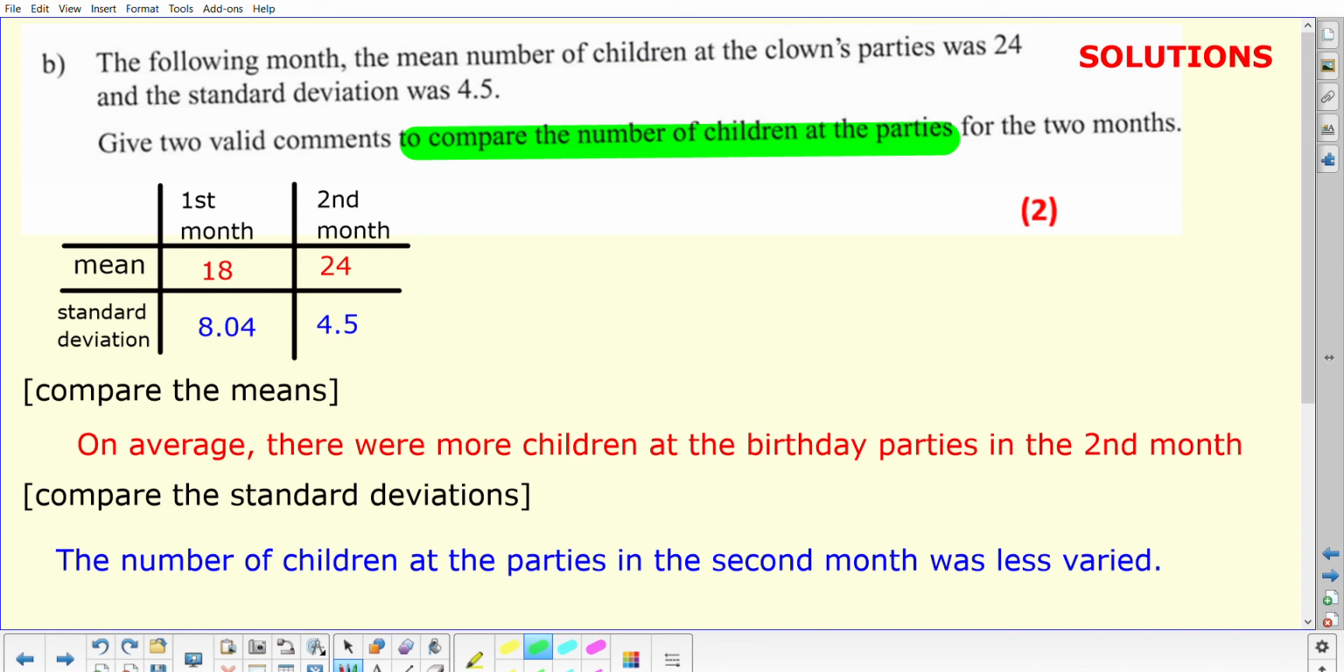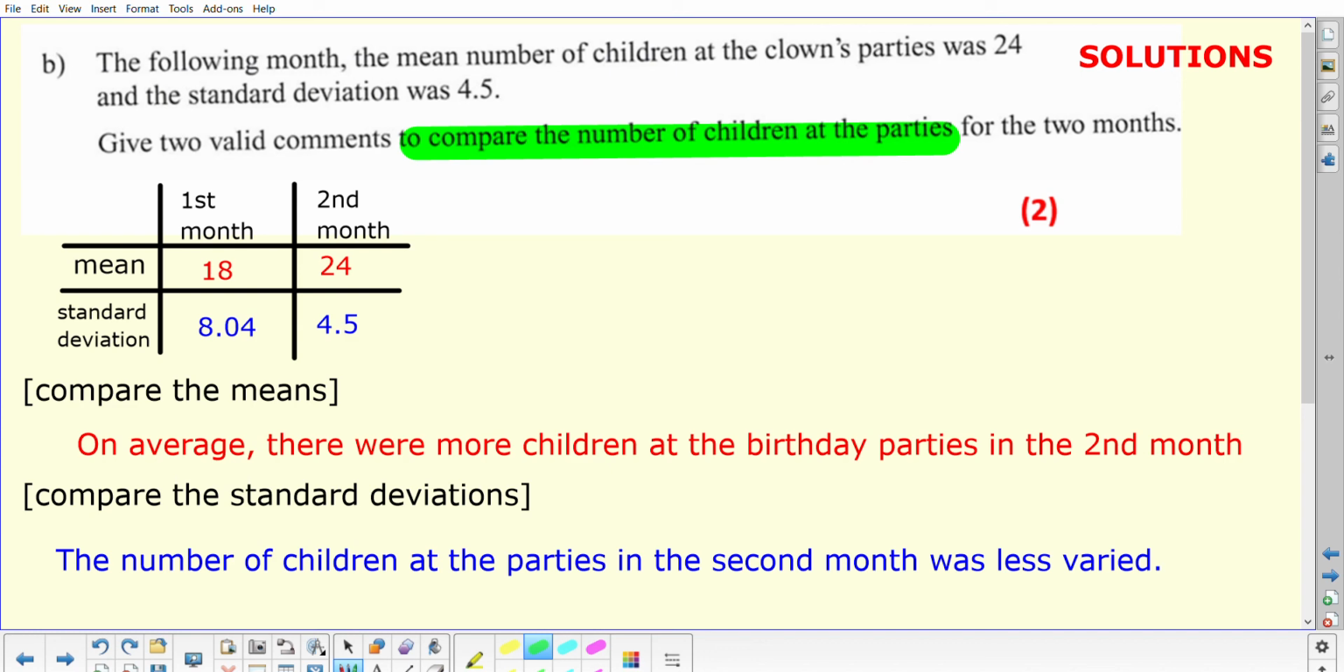So what does that mean? So on average, this is what you need to write. You begin your sentence using the word average. We don't use the mean values or anything like that. You just use the words on average. There were more children at the birthday parties in the second month.